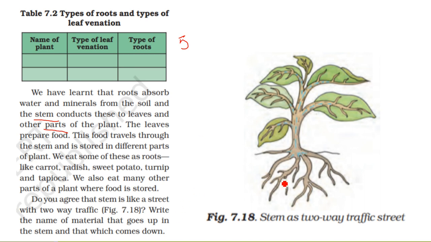How it works, you already know. This is the ground level, okay? And if the water and minerals are transported to the top of the plant, then it is one way. And these are the leaves. Here the food is present, and if that food is transported to each and every part till the root, then it is the second way. So your stem shows a two-way traffic street-like arrangement in its structure.